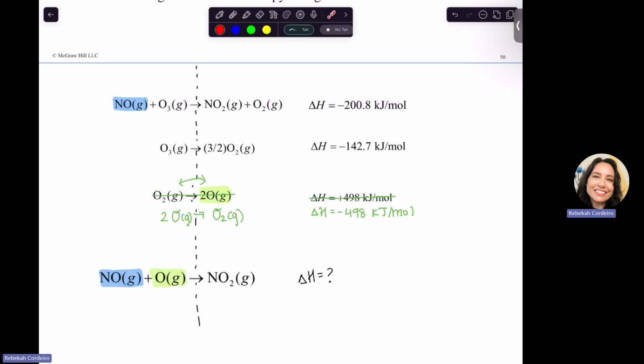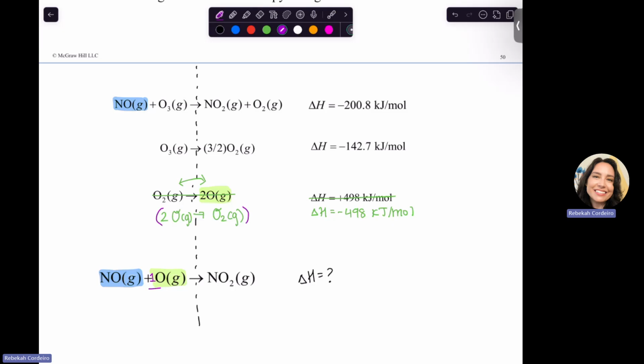Also, for this one, I have only one of these oxygens here, but I have two of them here. So what I can do is manipulate. I have one oxygen here and I have two of them. So I can make that look a little more like a 1. So I need to change this to a 1.